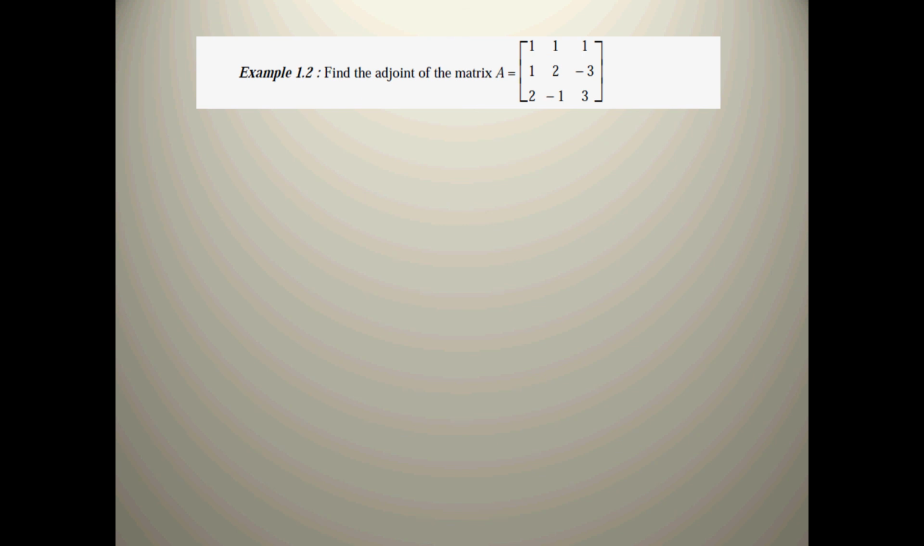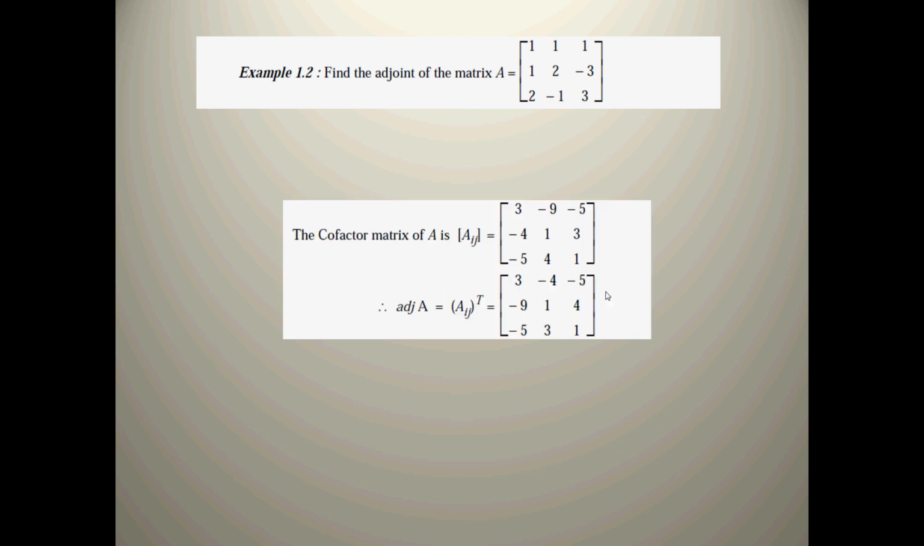And now I am just repeating the example question here, and then you see the remaining steps. The cofactor matrix of A is 3, minus 1, minus 5; minus 4, 1, 3; minus 5, 4, 1. That is, you collect all the cofactors and you form this matrix. The elements are replaced by their corresponding cofactors, and the cofactor matrix is written with a bracket like this. There's a bracket here, there's a bracket here.